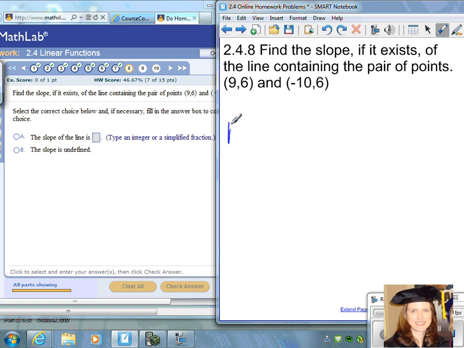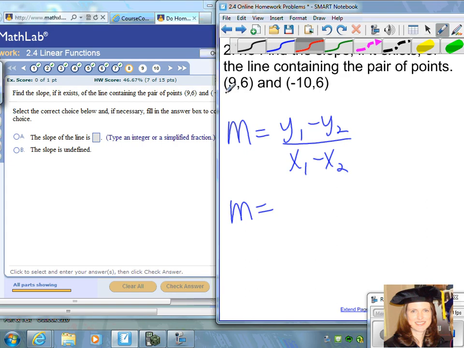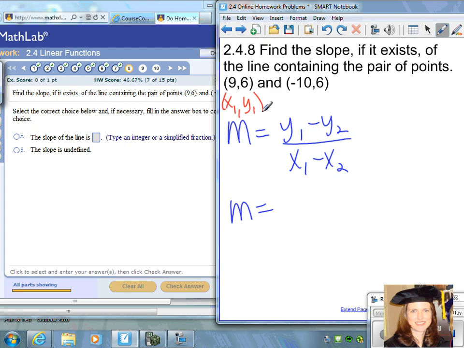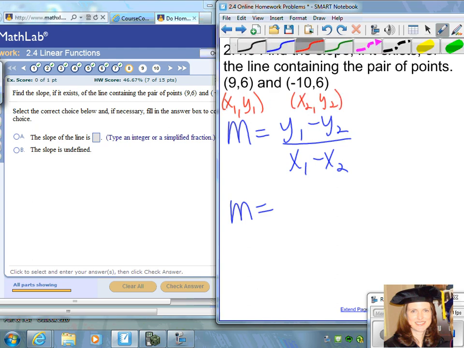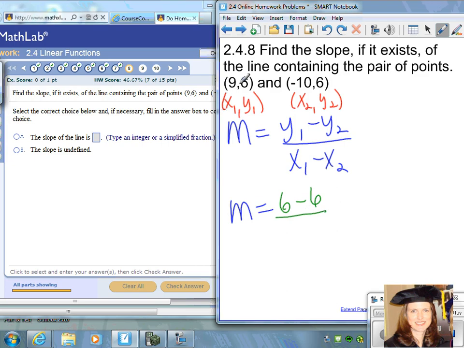Again, we're going to use the slope formula m, which is equal to y sub 1 minus y sub 2 divided by x sub 1 minus x sub 2. When we plug in those values, this is our x sub 1, y sub 1, x sub 2, and y sub 2. Plug in those values into the formula. Y sub 1 is 6, minus y sub 2 is 6, divided by x sub 1, which is 9, minus x sub 2, which is -10.